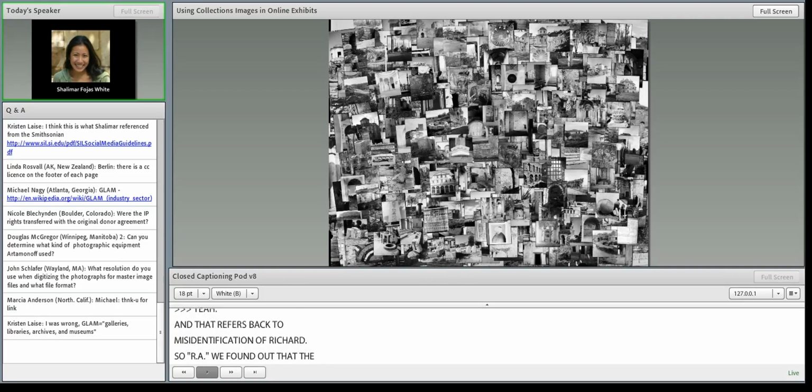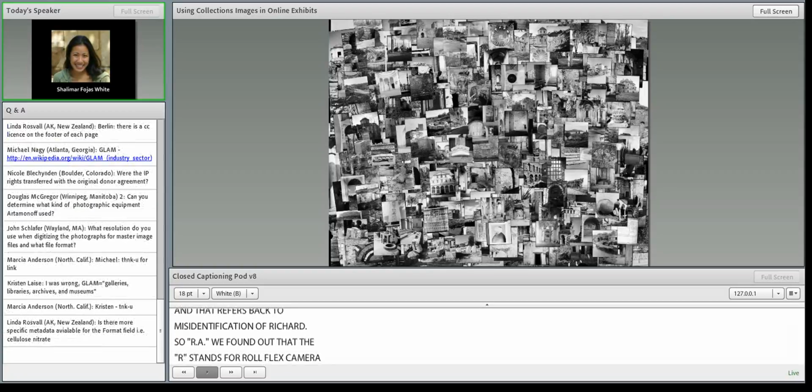So part of the research that Gundar and Allie have been doing for the online exhibit is starting to try to figure out, was this camera one that was affordable at the time? Was it one that Artamonoff would have treasured and used over time?